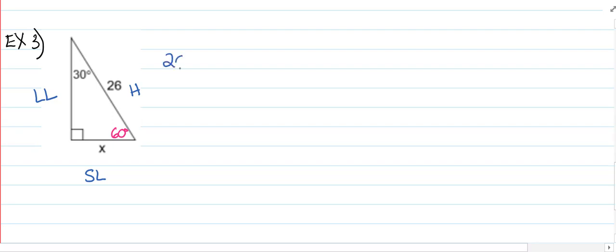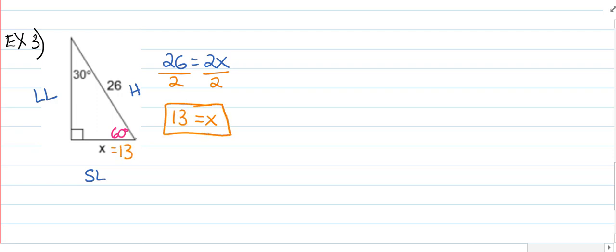So our hypotenuse here, this 26, is always equal to 2 times our short leg. With this little equation, we can solve for x by dividing both sides by 2. In this case, we see that the short leg is 13. Following that 30-60-90 pattern, the hypotenuse is twice as long as the short leg.